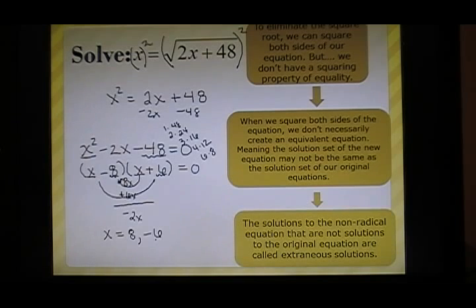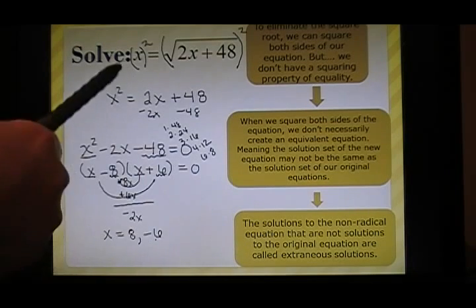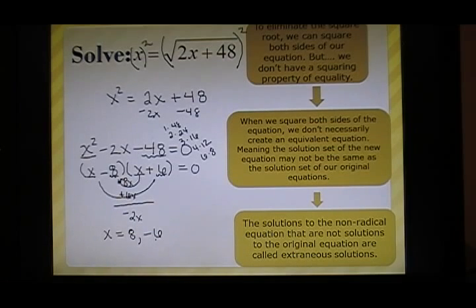But remember, the solutions to your non-radical equation may not necessarily be solutions to the original. And anything that isn't a solution to the original, we call those extraneous solutions. Okay, so we always have to check. And if you go back to what you know about square roots, let me erase my squaring. You don't need to erase yours. I just don't want to have that in here while I'm giving you this explanation.